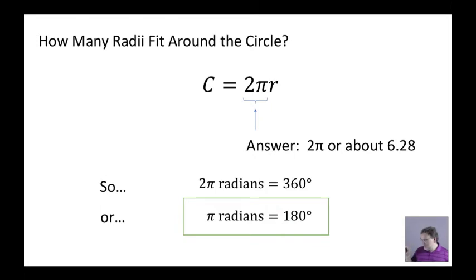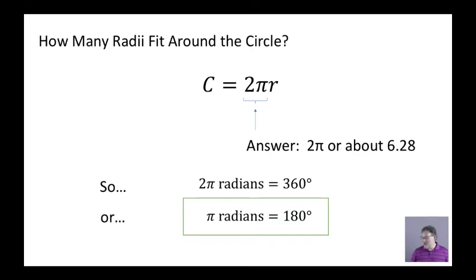So about 6.28, which means that a good way to convert from one to the other is to say that 360 degrees is the same thing as 2 pi radians, or it's actually a little more simple to say 180 degrees is equal to pi radians. So think of that in terms of some conversion fractions. 180 degrees, pi radians, we're going to be converting units just like we've done in previous videos.